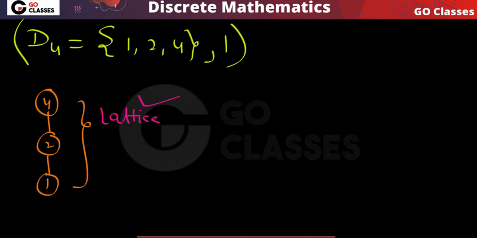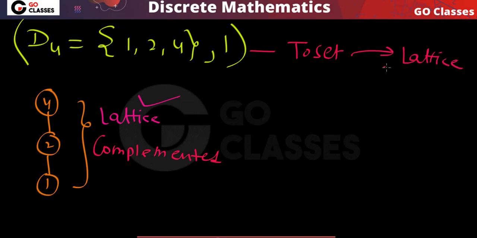But what can you say about other things? For example, can I say complemented? This is not a complemented lattice. This is a total order. I can say this is a totally ordered set, a toset, and every toset is a lattice, because for any two elements you have a GLB and a LUB.